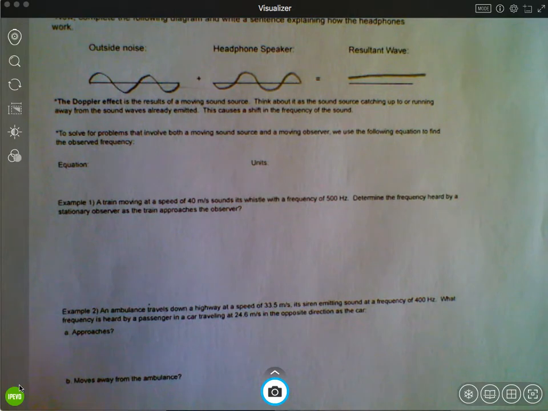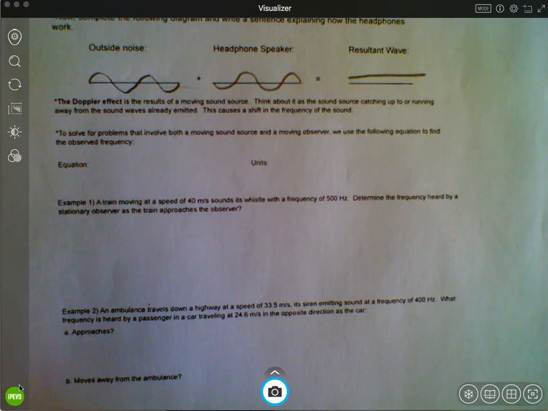To solve for problems that involve moving sound sources and/or a moving observer. So it doesn't just have to be that the sound is moving, it could also be that you're moving. It could be that you're standing still and a car drives by you while it honks its horn, you would hear this effect. If you were running, let's say a car was sitting at rest and you were running toward a car that was honking its horn, you would also hear this effect, okay? Or you could have both things moving.